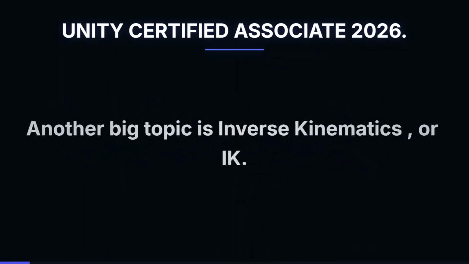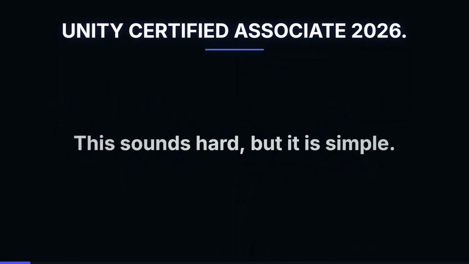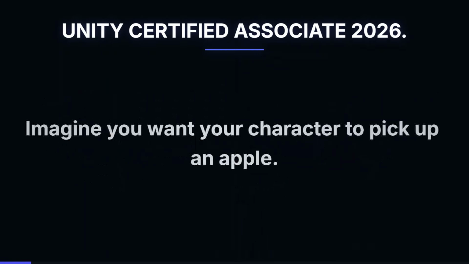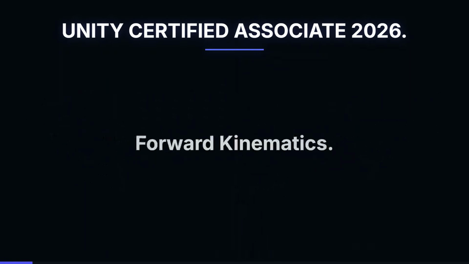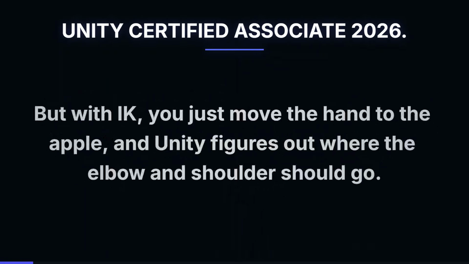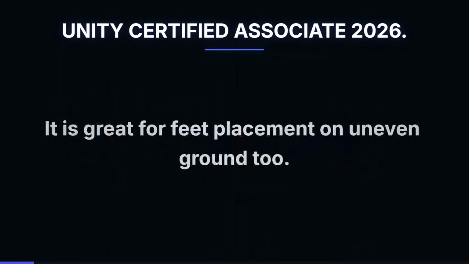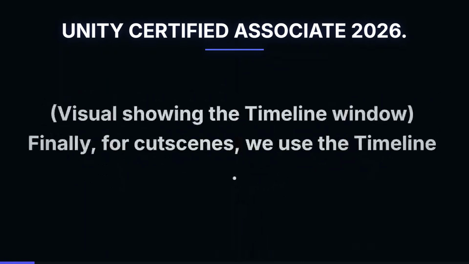Another big topic is inverse kinematics, or IK. This sounds hard, but it is simple. Imagine you want your character to pick up an apple. Normally, you rotate the shoulder, then the elbow, then the hand. Forward kinematics. But with IK, you just move the hand to the apple, and Unity figures out where the elbow and shoulder should go. It is great for feet placement on uneven ground too.